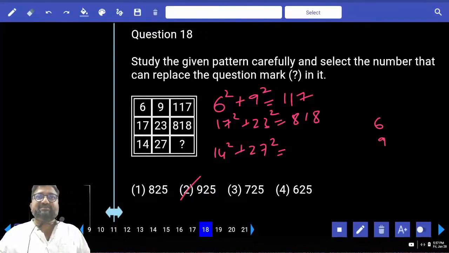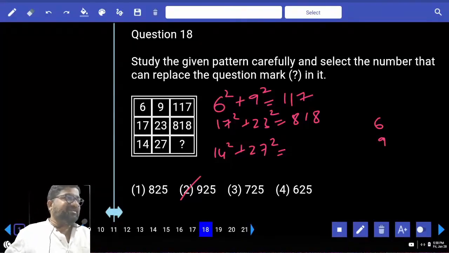6 plus 9 is 5 in the units place. Every option is ending with 5. So they don't want you to get the answer with a shortcut. They want you to do the whole calculation. Yes.